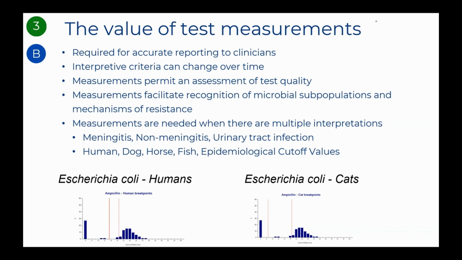In the lower right, you see the same distribution of test results, but utilizing the clinical breakpoints for soft tissue infections in cats. We can see that the population of bacteria appearing at 11 and 12 millimeters would be considered to be intermediate for the treatment of sick cats, but resistant for the treatment of sick human patients.